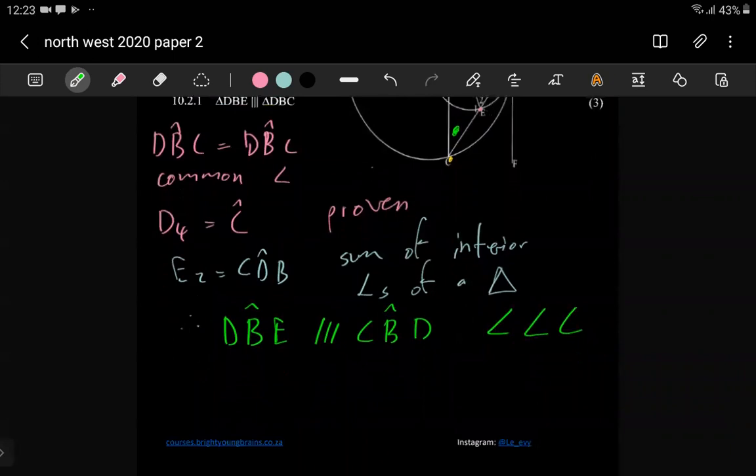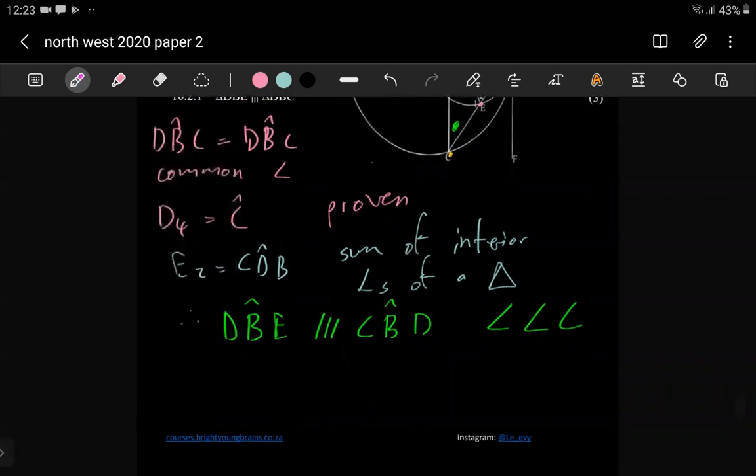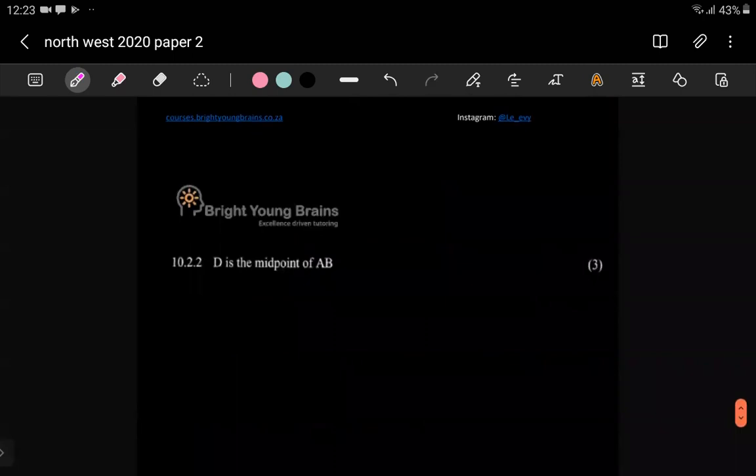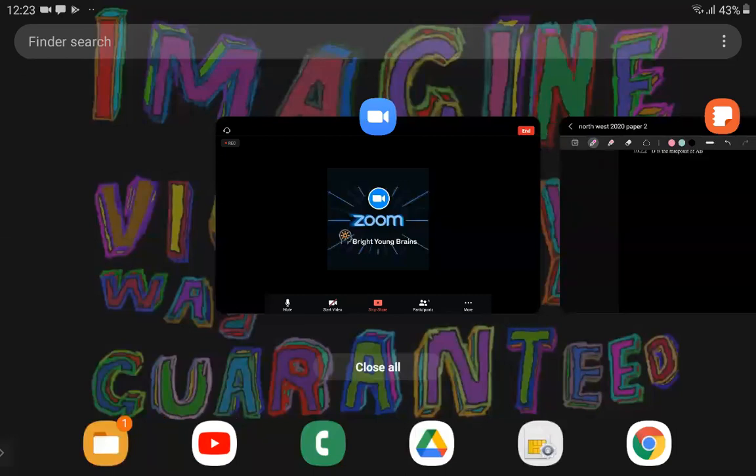So with all that being said, let's see, we have 10.2.2 here, 10.2.3, 10.2.4, 10.3 here. Oh yeah, we have quite a lot. But anyways, it is what it is.